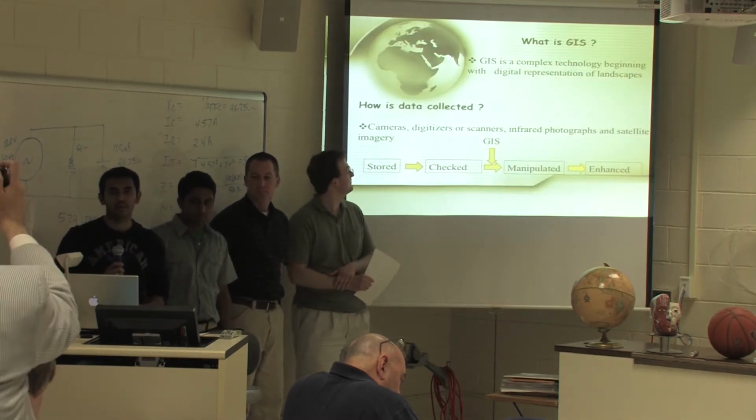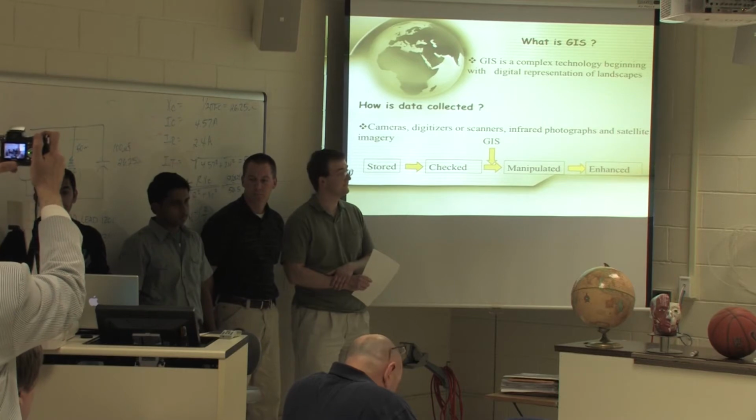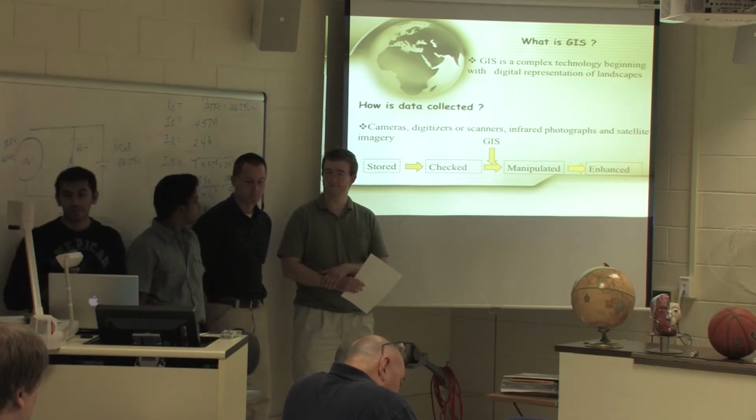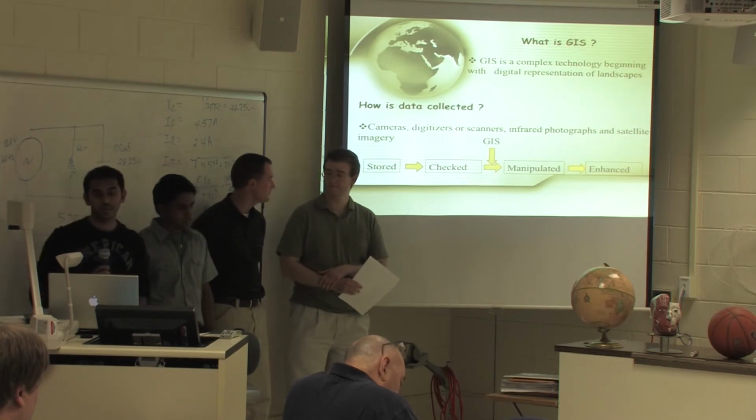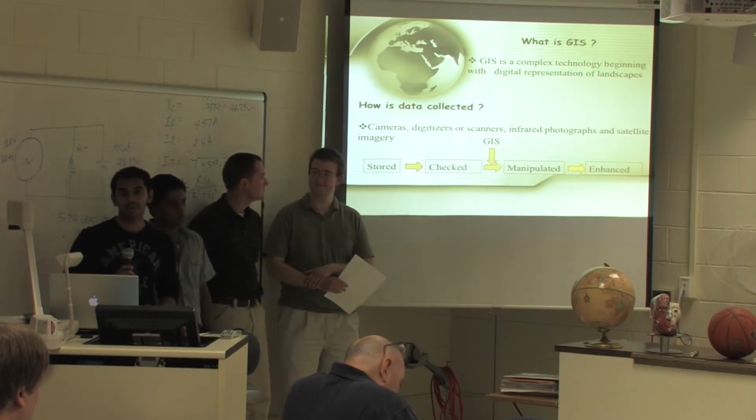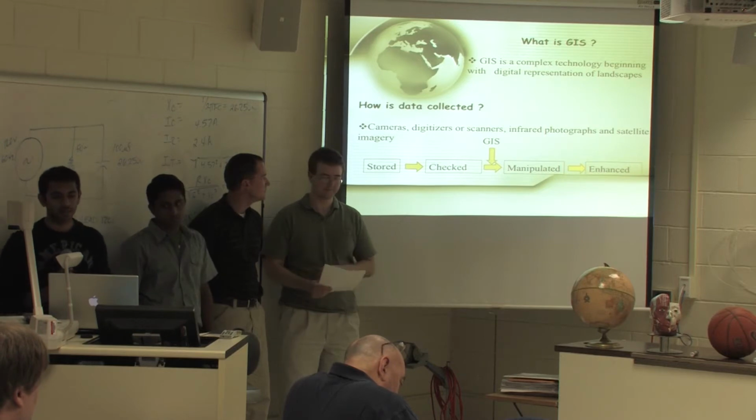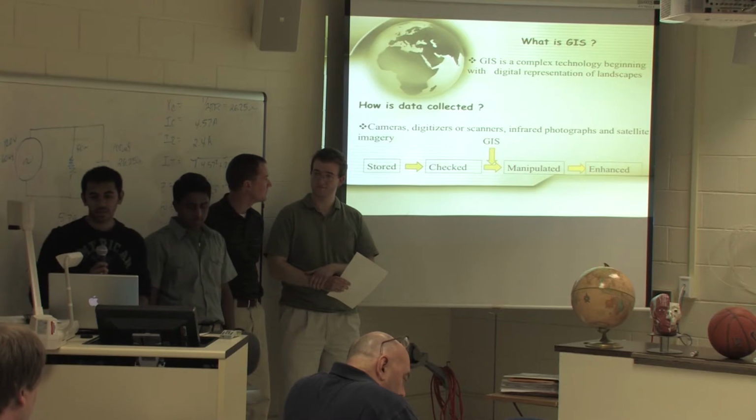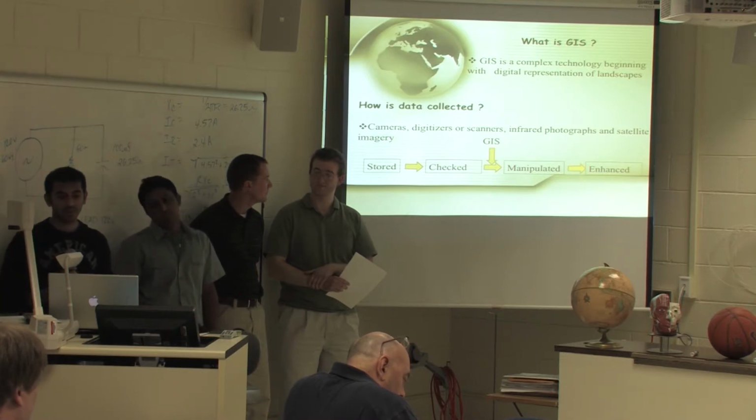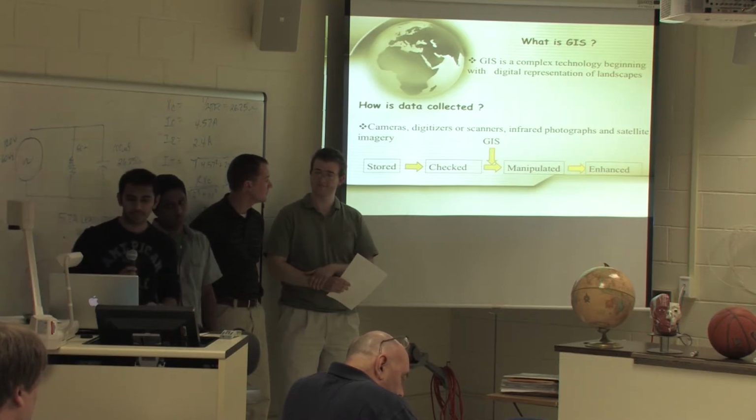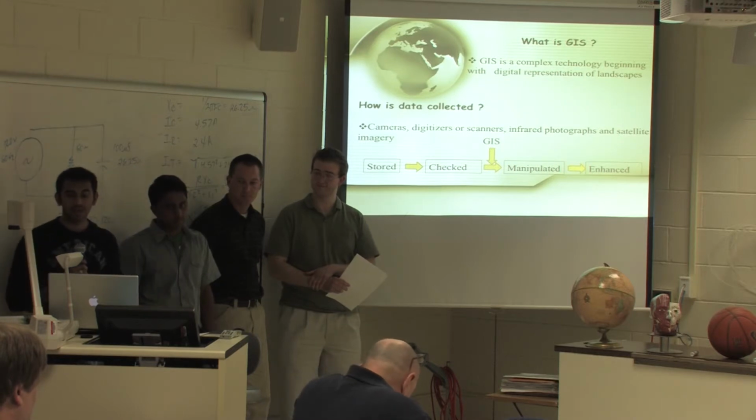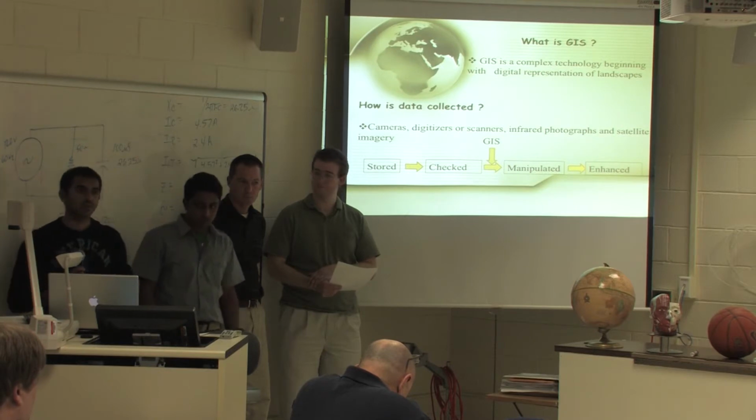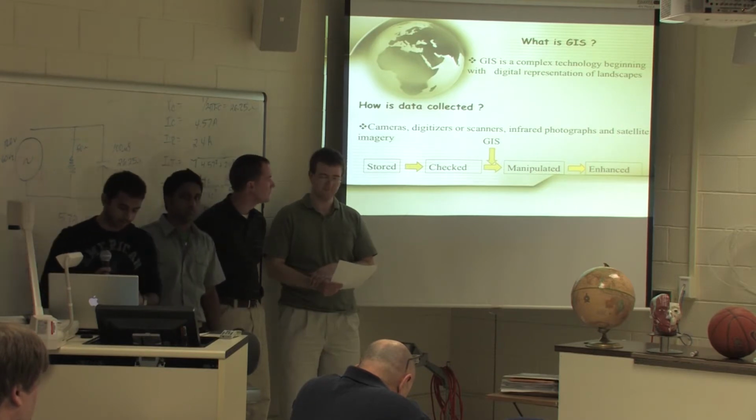So the basic question that comes is, what is GIS? GIS is often imagined to be a simple computer tool to map images, but a GIS is a much more complex technology, beginning with digital representation of landscapes. So how is the data collected? Cameras, digitizers, infrared photographs, and satellite imagery are used to collect the data. Once data is collected, it is stored, checked, manipulated, and enhanced with the use of both software and hardware.